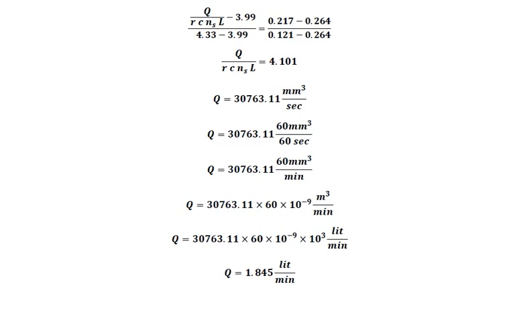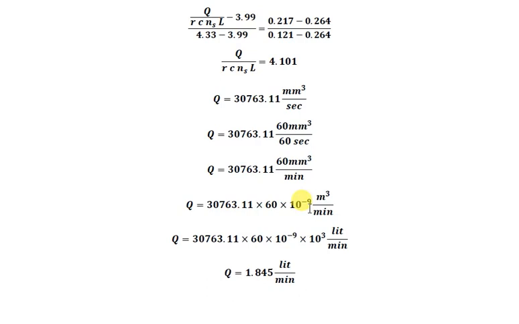After this we will get Q is equal to 30,763.11 mm cube per second, but it should be in liter per minute. So we will first convert seconds into minutes. 60 seconds is equal to 1 minute, we know. So multiplying and dividing by 60, we convert the seconds into minutes. Then we have to convert this mm cube into meter cube, and by multiplication of 10 raised to minus 9, we can convert mm cube into meter cube.